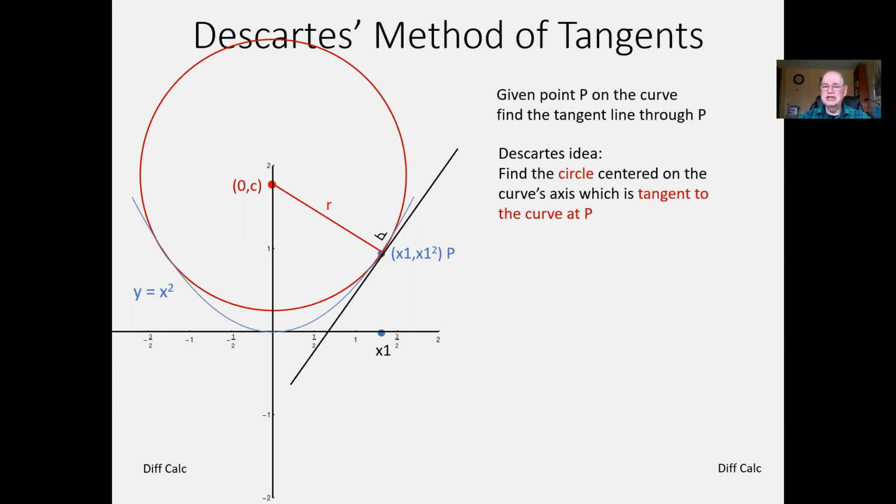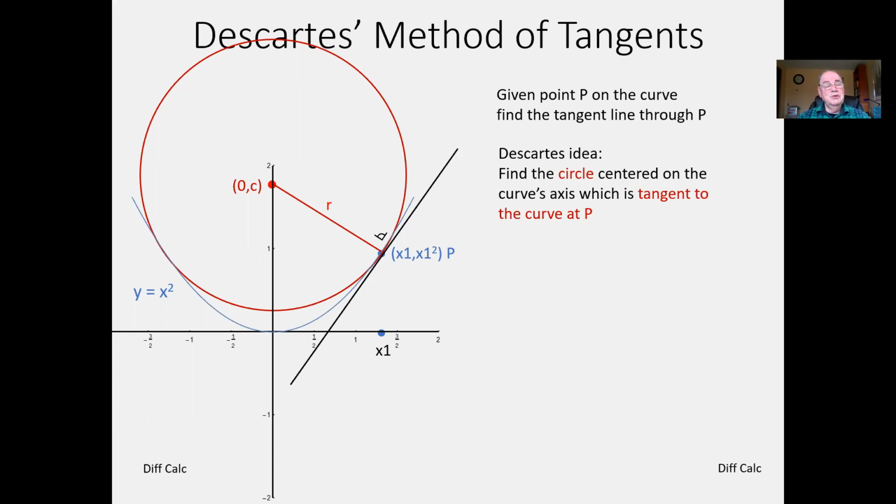If the circle only touches the parabola at one point, and the tangent line to the circle only touches the circle at that one point, then it has to touch only the parabola at that one point. And so that would be a way to find the tangent line to the parabola: by finding the circle that just touches the tangent line at that one point.